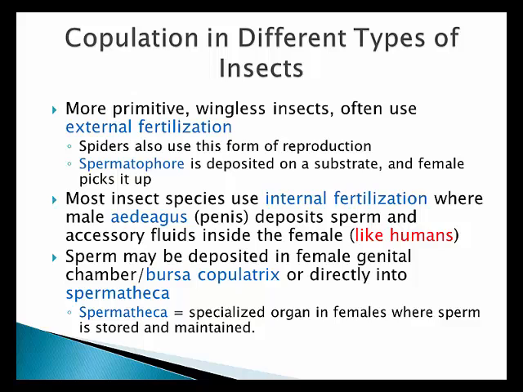So the male is going to insert his aedeagus into the female reproductive tract in internal fertilization. Sometimes we also have a special name for the place where he goes to deposit sperm, called the bursa copulatrix, if you like Latin better. But at any rate, that is the normal site of sperm deposition for internal fertilization.